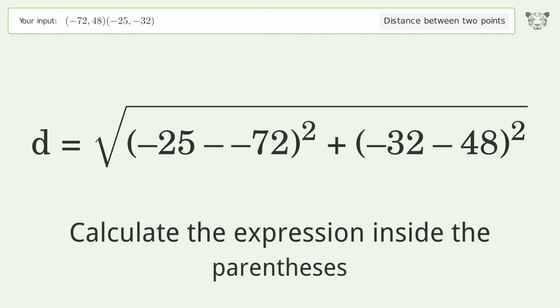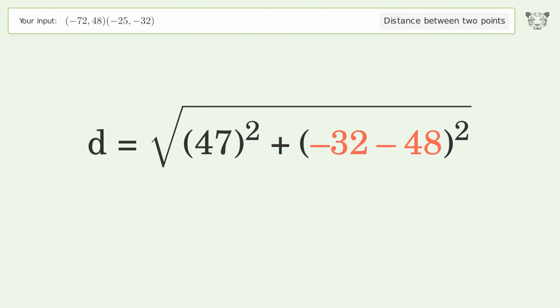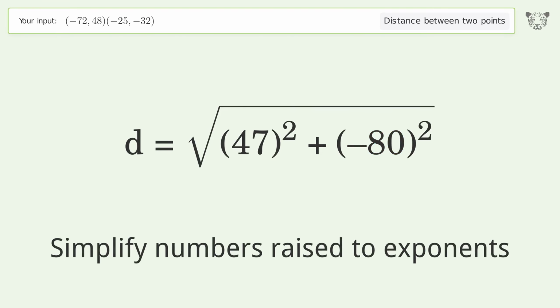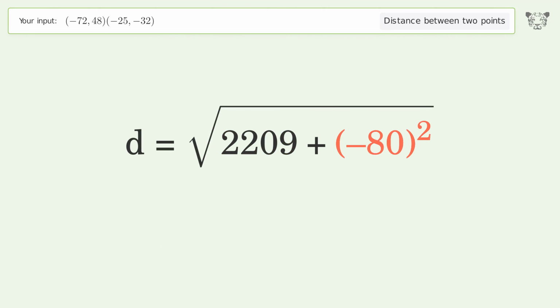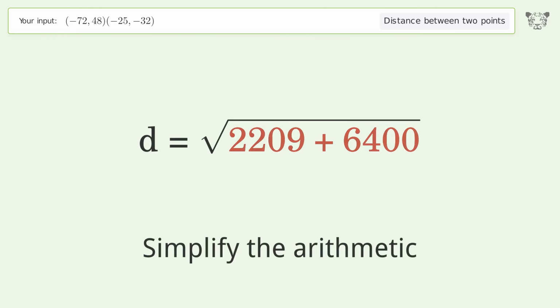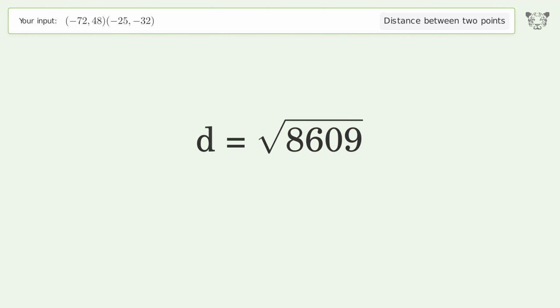Calculate the expression inside the parentheses. Simplify numbers raised to exponents. Simplify the arithmetic. And so the distance between the 2 points is the square root of 8,609, or 92.785.